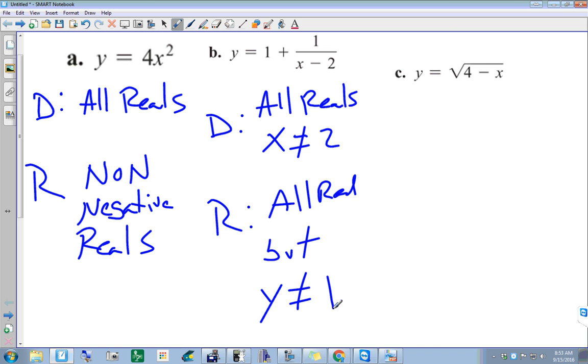What about the next one there? Domain. Range. Is there a number that I cannot put into here? Well, before we've seen that the number 5 didn't work, right? Would the number 4 work? Anything bigger than 4 will not work. 5 is bigger than 4, right?